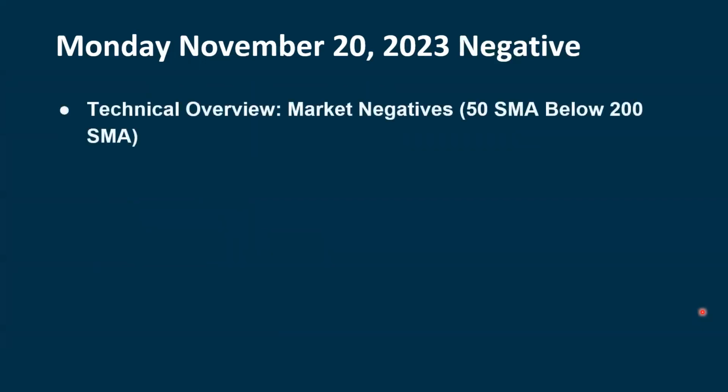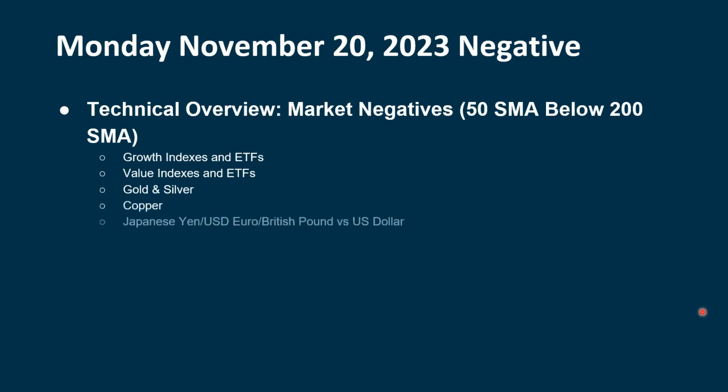Then when I look at the negative side of things, this is when the 50-period simple moving average is below the 200-day simple moving average. We have the growth indexes and value indexes, even though growth is outperforming value. Gold and silver are in downtrends. Copper, the Japanese yen, the euro, and the British pound to the US dollar are all in downtrends. The big software companies, although they're showing some improvement, are still longer-term negative.